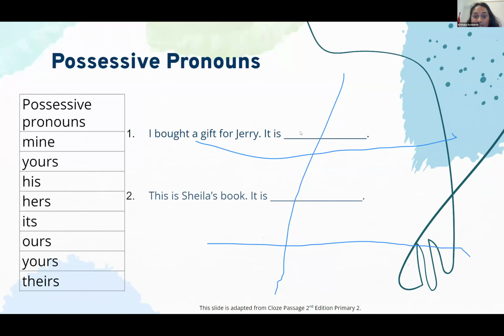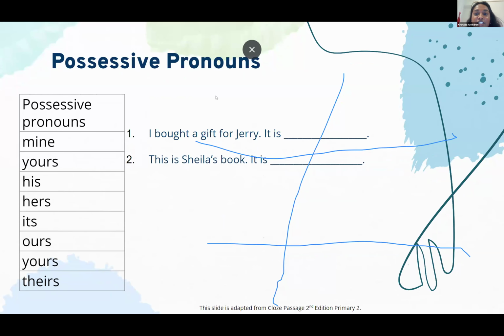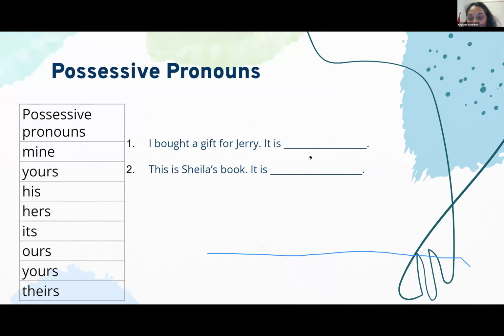Okay, next. This is Sheila's book. It is hers. Very good. Okay, it's hers. Okay, can we not draw on the screen? Thank you. Okay. Next.